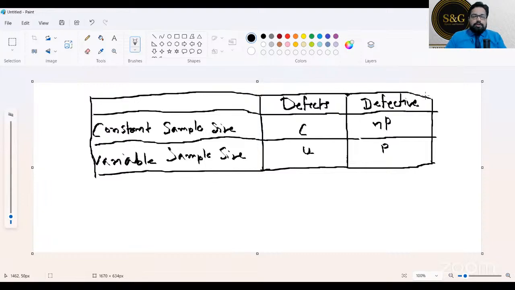Okay. So the same tree diagram I've just condensed. This is only for the discrete data, by the way. Only 4 control charts you need to remember. If you have defect data with constant sample size, go for C chart. If you have defect data with variable sample size, go for U chart. If you have defective data, constant sample size, go for NP chart, and defective variable sample size, go for P chart. That's it. Just take a screenshot or just make a note of this.